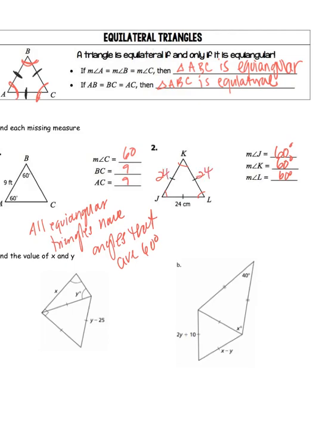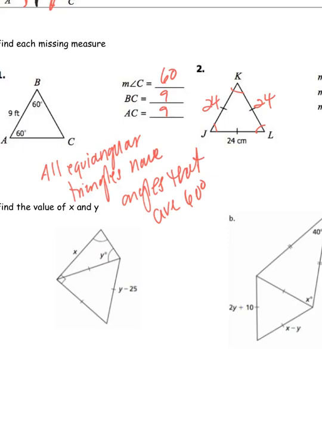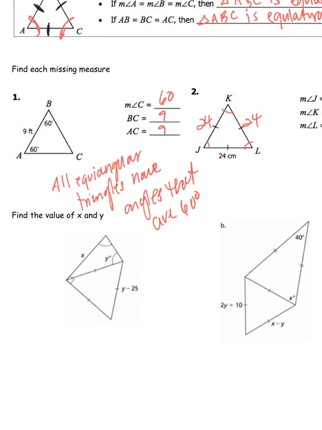All right, last two. Find the value of y and x. So first, we have to label some things here to figure out what the angles and what the sides equal. If we know that this triangle is equilateral, we also know it's equiangular, which means all the angles equal 60 degrees. The other piece of information we know is that this is 90. So this angle plus this angle equals 90 degrees. And if this angle is 60, we do 90 minus 60, then this angle is 30.